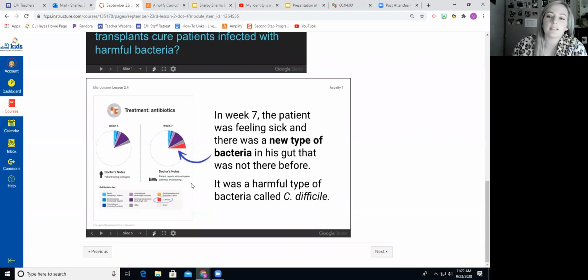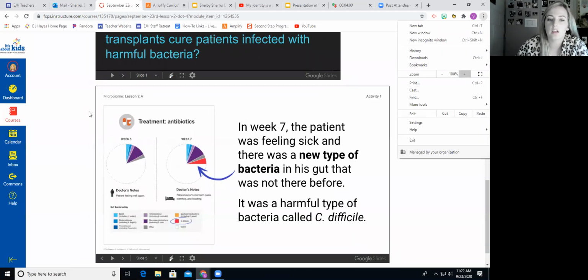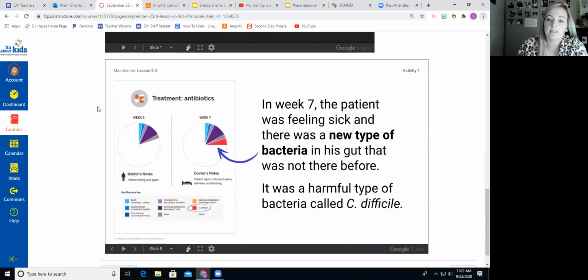So if you were looking at it correctly, Drew couldn't see it, so I just had to tell him what the bacteria was called. And so that is called C. difficile. All right, so in week 7, the patient was feeling sick, and there was a new type of bacteria in his gut that was not there before. So it was a harmful type of bacteria called C. difficile. And why can we assume that it is harmful?